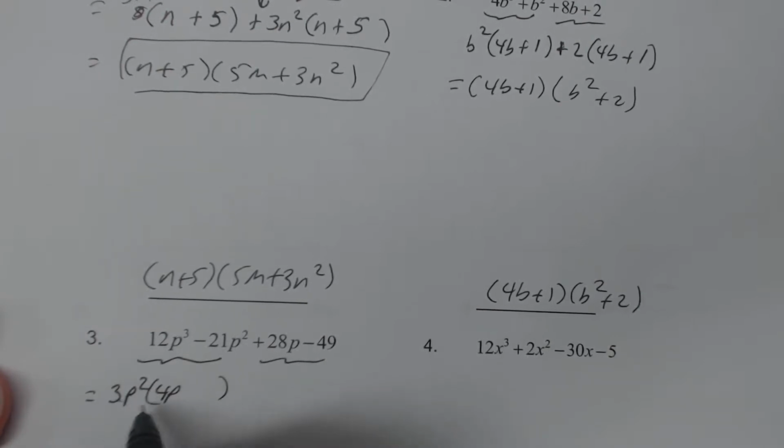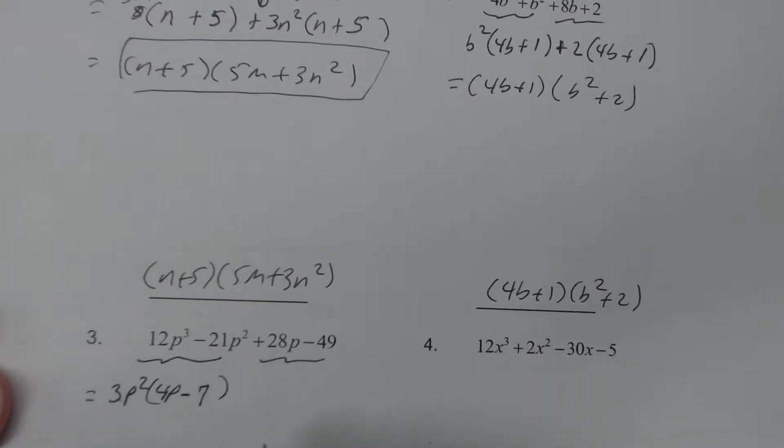3 times 4 is 12. P squared times p is p cubed. When you multiply like bases, you add exponents. 2 plus this 1 is 3. Minus 3p squared times 7 is 21p squared.